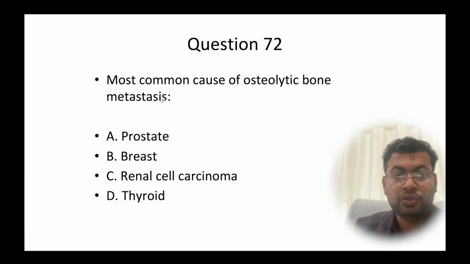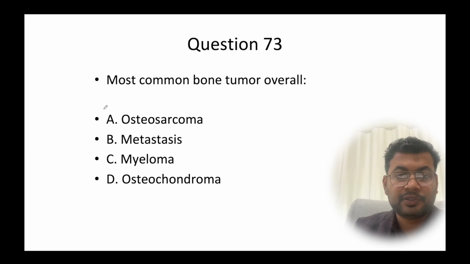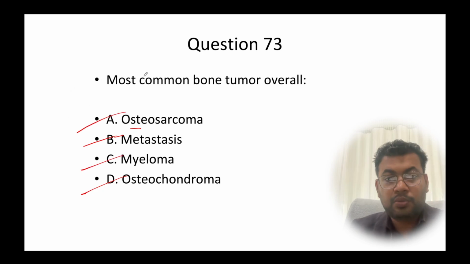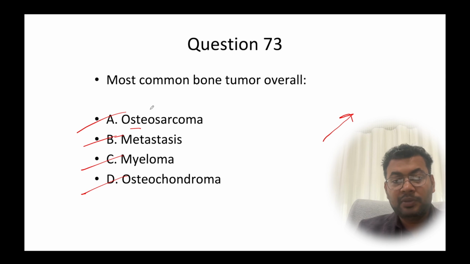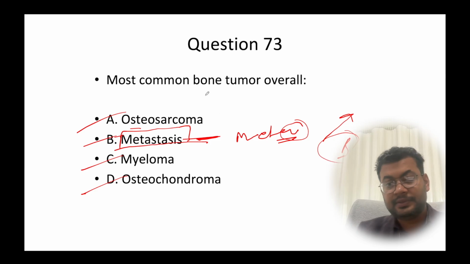Most common cause of osteolytic bone metastasis. So this is again a repeat question, RCC. Most common bone tumor overall: osteochondroma, metastasis, myeloma, or osteosarcoma. So they are asking overall, considering all the age groups, so they are not asking any benign or malignant bone tumor, but overall if there is an option of metastasis, then metastasis overall is most common. So the answer is B, metastasis.